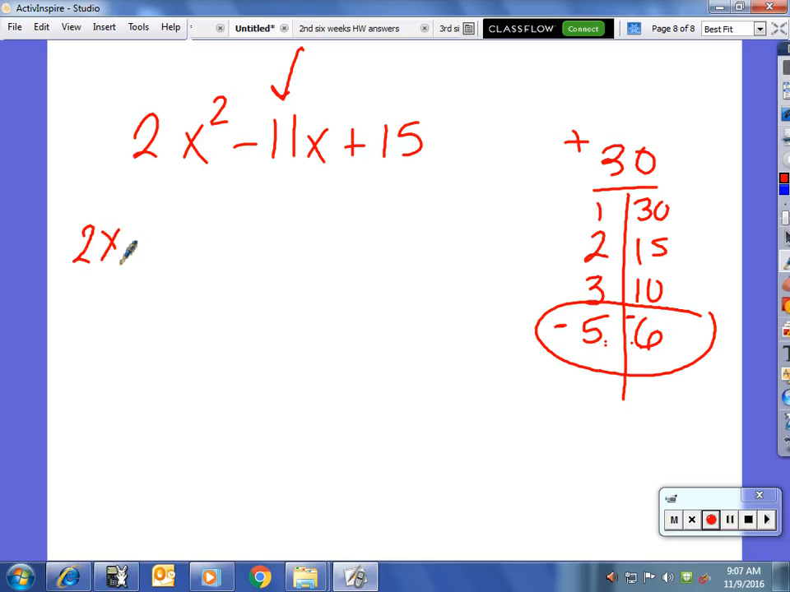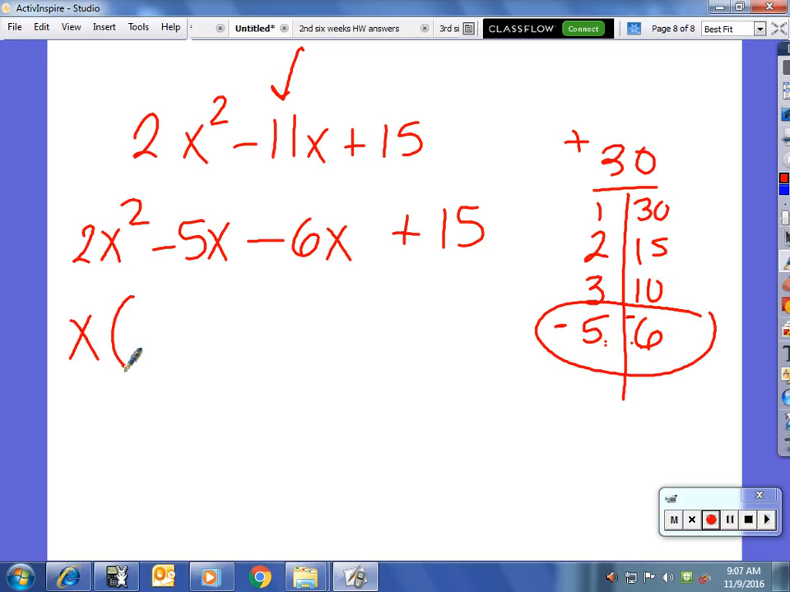So we break this apart now into 2x squared minus 5x minus 6x plus 15. And then we start that GCF process. What's the GCF for the first pair? Just an x. And what am I left with? That means I'm supposed to get a 2x minus 5 out of the next pair. Now, do you see how this is a minus sign? That means I'm taking out something negative.